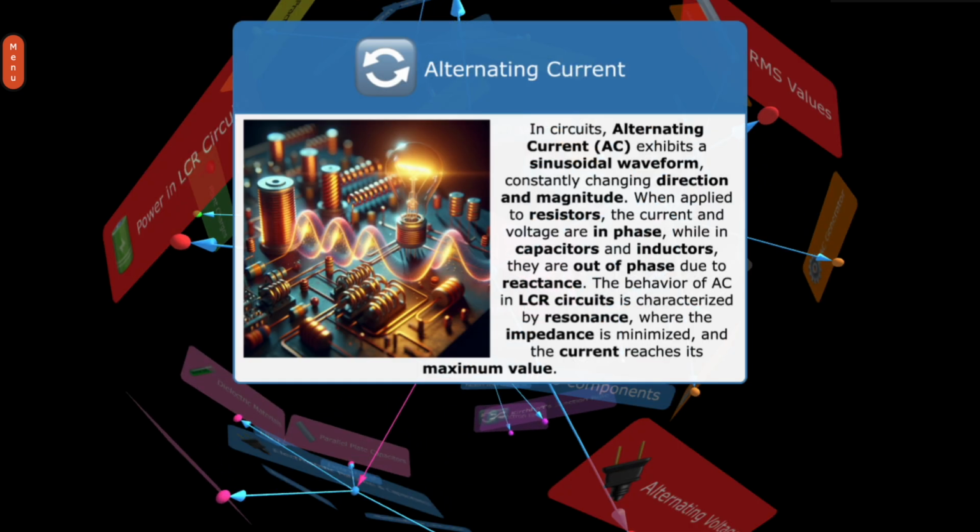In circuits, alternating current, AC, exhibits a sinusoidal waveform, constantly changing direction and magnitude. When applied to resistors, the current and voltage are in phase, while in capacitors and inductors, they are out of phase due to reactance. The behavior of AC in LCR circuits is characterized by resonance, where the impedance is minimized and the current reaches its maximum value.